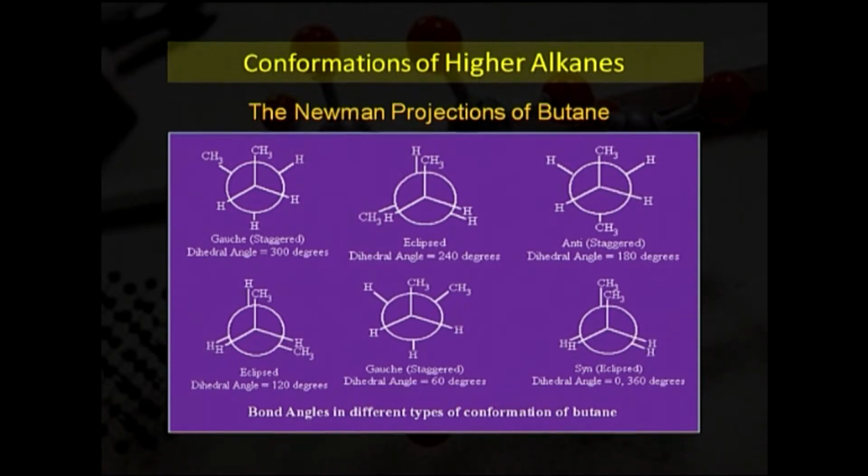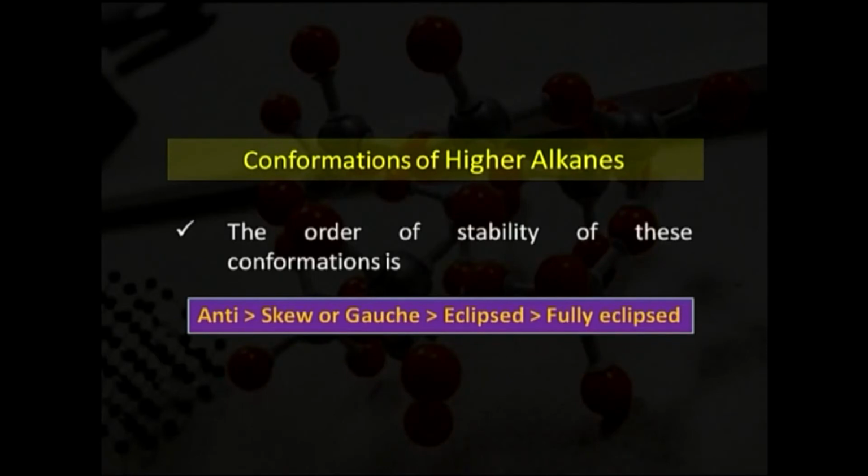Now, if we discuss the stability of the conformations, then we will find that the anti form is more stable than its Gauche form, which is further more stable than eclipsed, and eclipsed is further more stable than fully eclipsed. So, this is the scenario of stability of butane conformations.